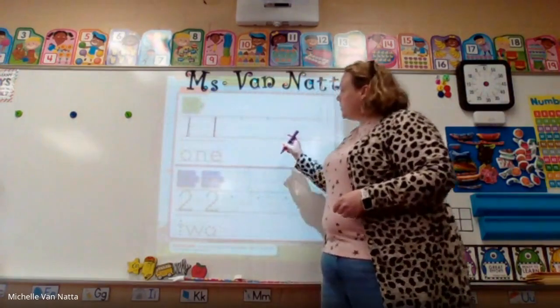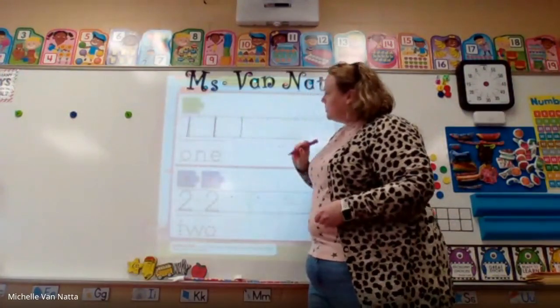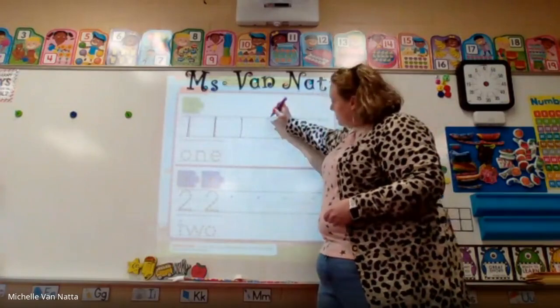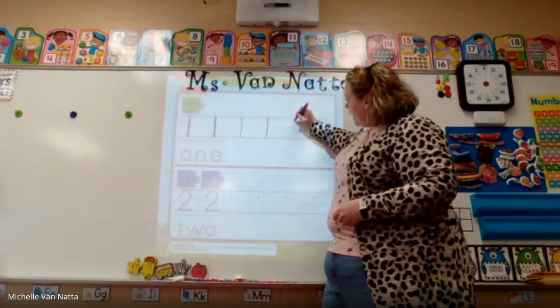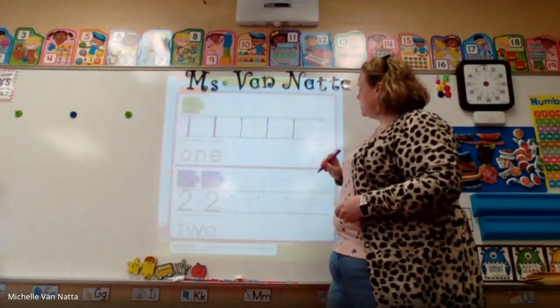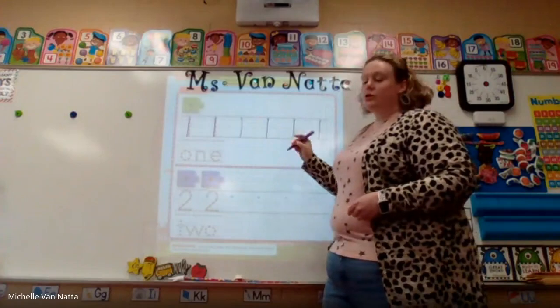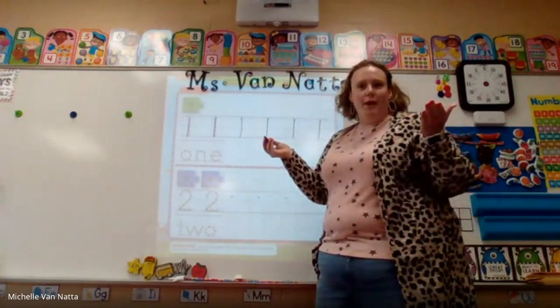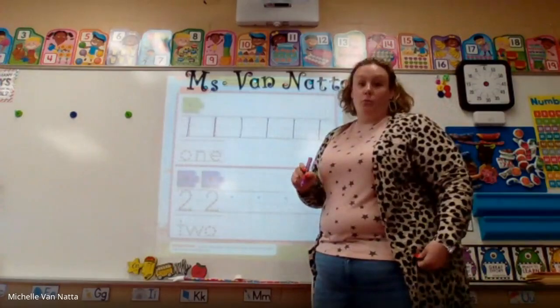Now you get to practice on your own. Blue dot, straight down. Straight line down. Blue dot, straight line down. We traced and wrote the number 1. Yay! Now we're going to write the word 1.